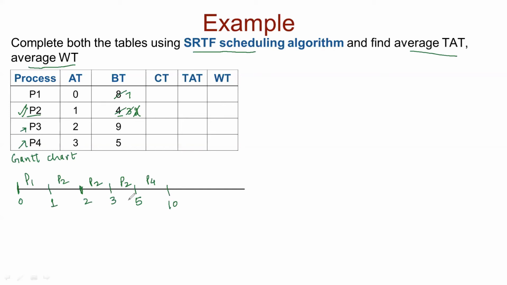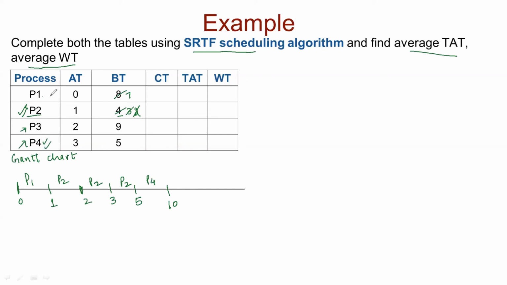Okay. An important point to note is if any other process P5 arrives in the system whose burst time is less than the remaining burst time of P4, the CPU will be preempted again. Okay. But no more processes arrive in the system between 5 to 10. So P4 will complete its CPU burst. Now P4 is also done.